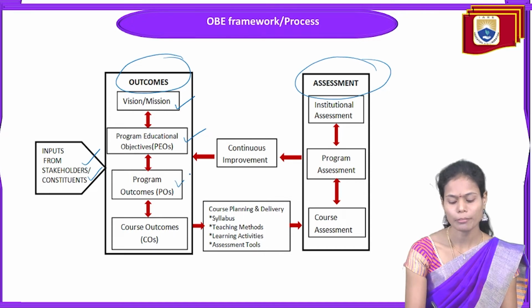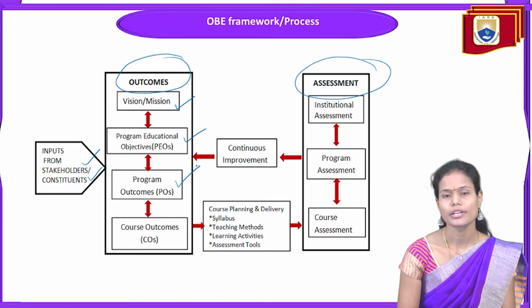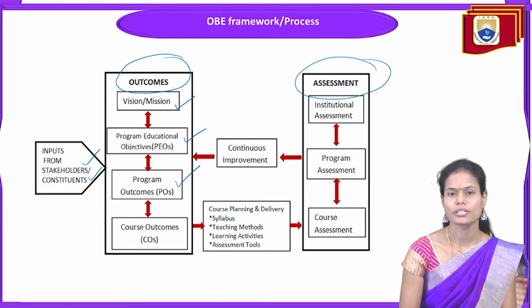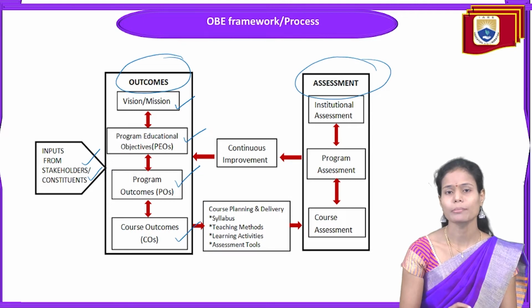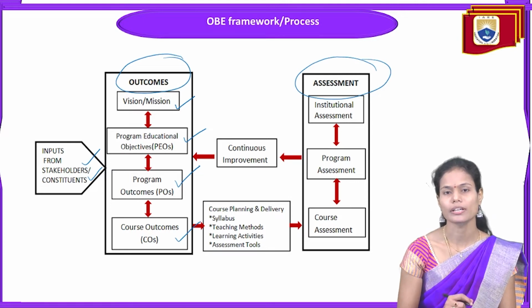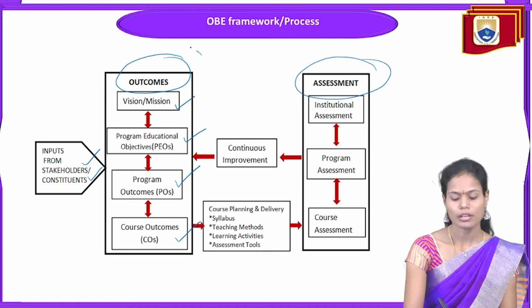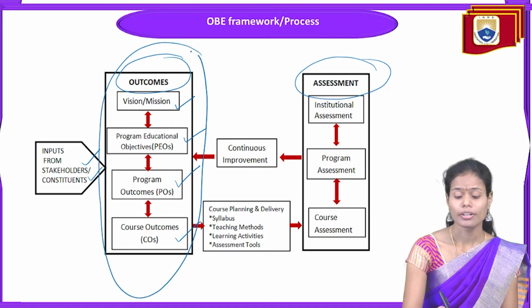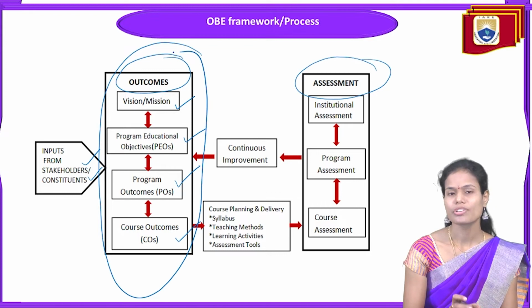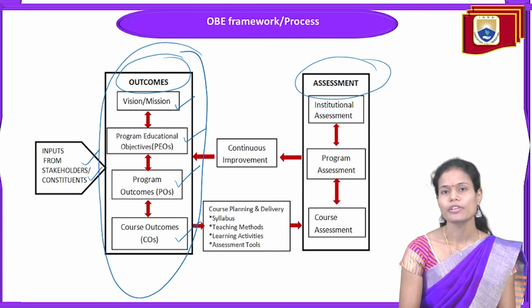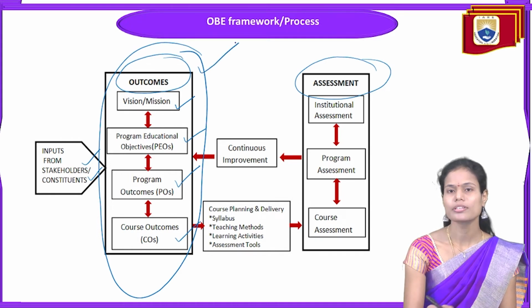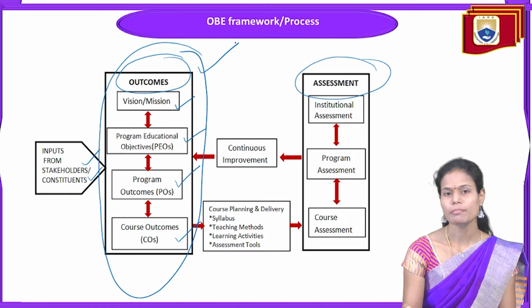And next, program outcomes. The program outcomes related to the particular branches are decided by the heads of the departments or principals of the institution. After that, we will indicate the course outcomes. From each and every course, what is the outcome we are expecting? These are all the outcomes we are defining here, with inputs taken from the different stakeholders and different persons.